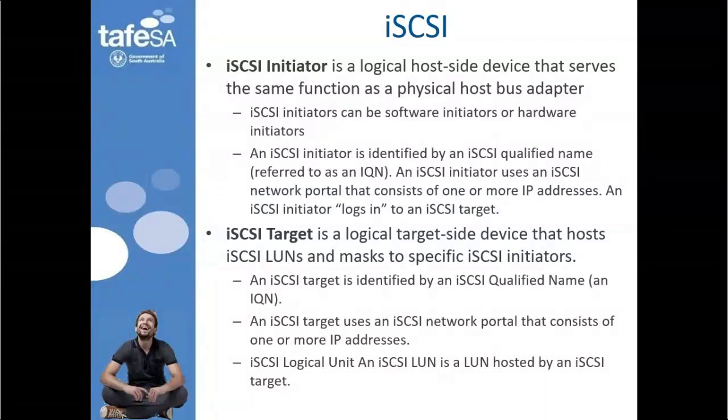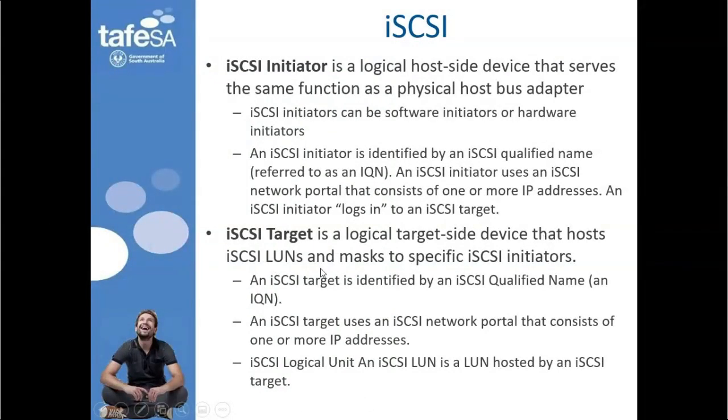An iSCSI initiator is identified by an iSCSI qualified name, IQN. You don't need to understand it too much. It's just a whole long string, instead of an IP address. It's a bit like DNS, but it's not something you can read. It's something the host and the target use. An iSCSI initiator logs in to the iSCSI target. So the client logs into the server, basically.